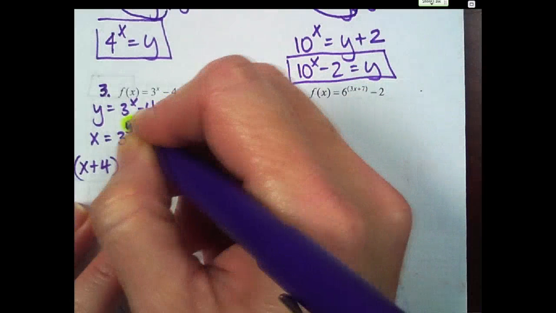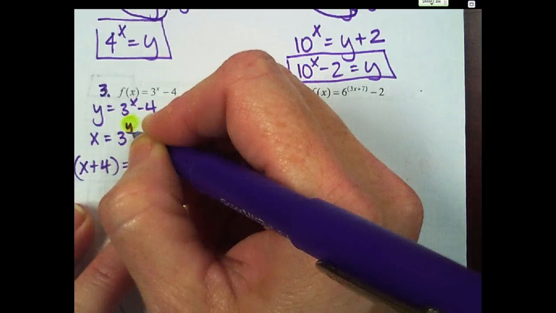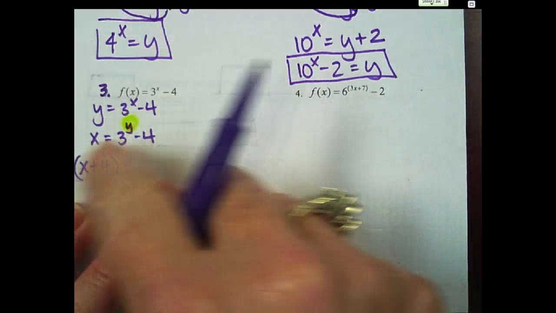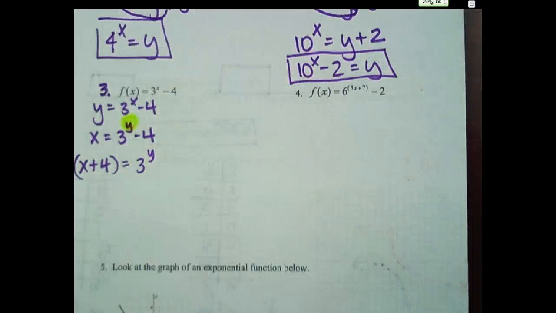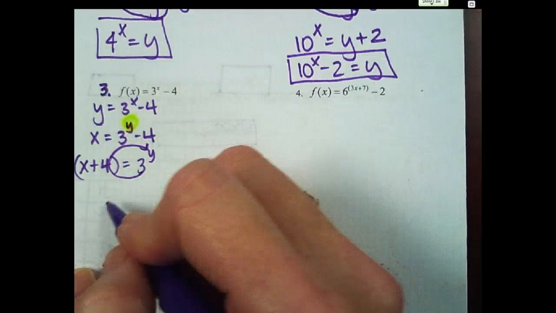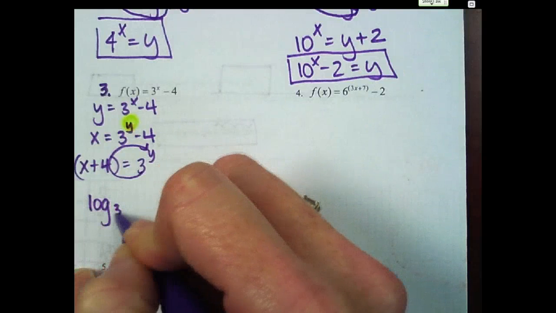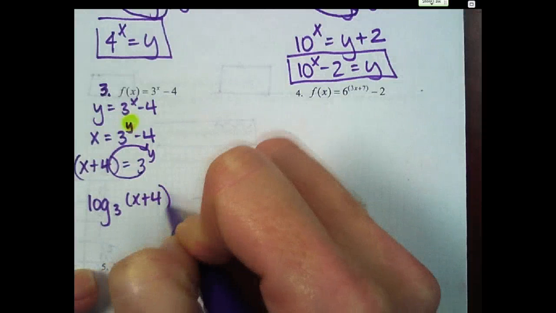Because I'm solving for the y, I want the y to be all by itself, so I'm going to get rid of all the excess. So I'm going to move the 4 over first, the way order of operations works. Now I just have it in exponential form. You're going to turn it into log. The base of the exponent becomes the base of the log. Then you're going to write your x plus 4 here equals y.